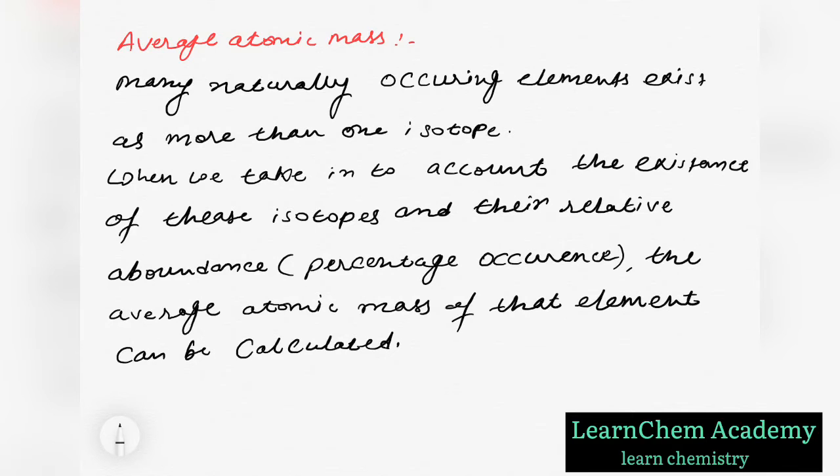Okay, this means in the case of naturally occurring isotopes, when we take into account the existence of these isotopes and their relative abundance, the average atomic mass of that element can be calculated. So let's take an example.